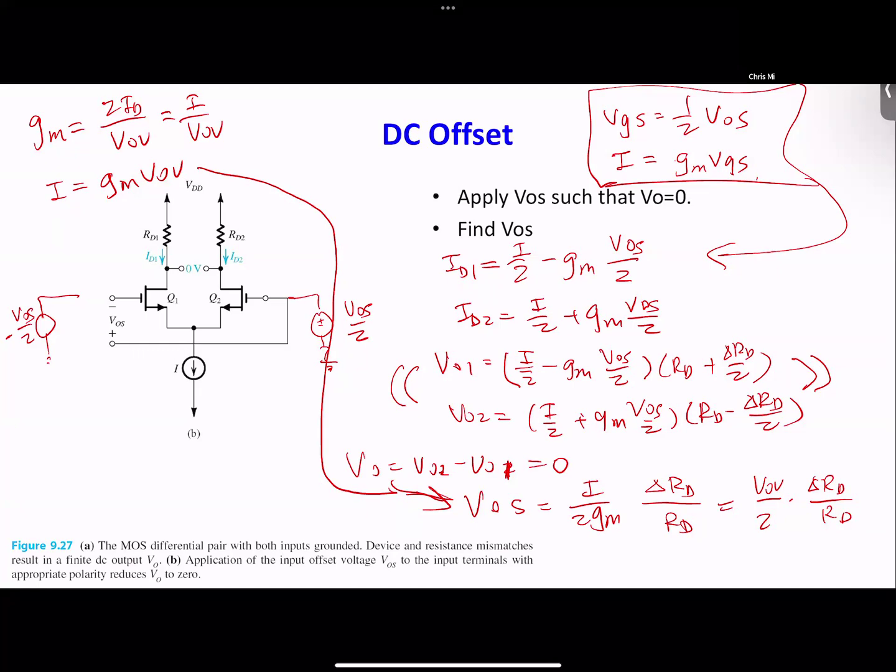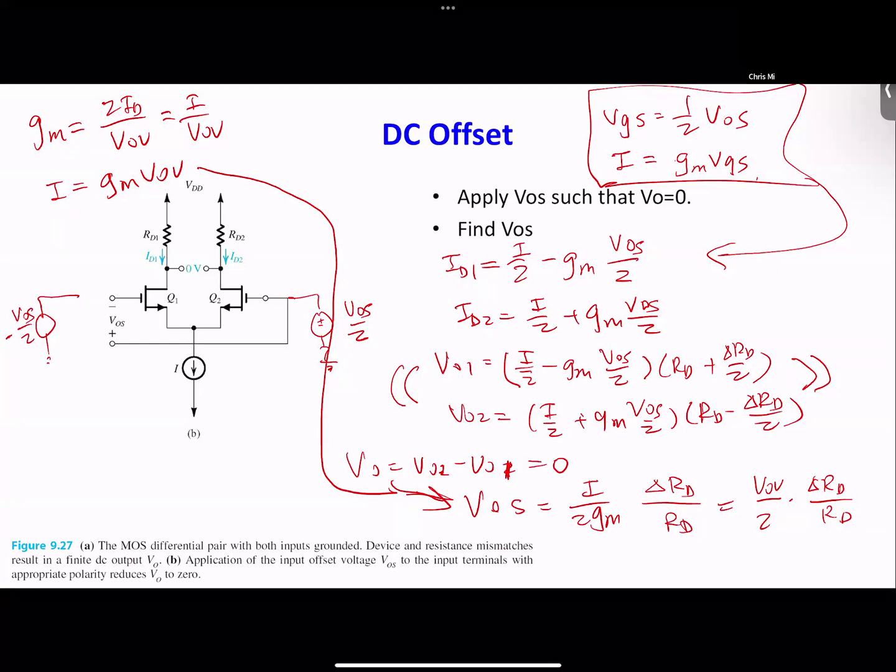Now, the mismatch sometimes doesn't just come from RD. It comes from device mismatch. For example, this device could have a different W over L, say 0.1%. It could also come from K. The K could be, say, 0.1% different, right? What else can happen? There are quite a few things that can induce it. But you can basically follow the same procedure to derive what you need for each one.